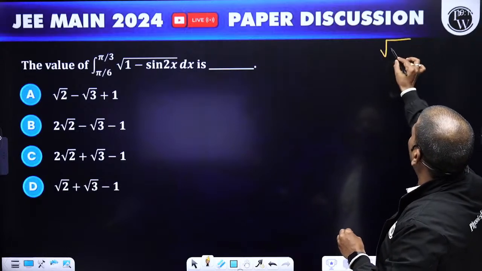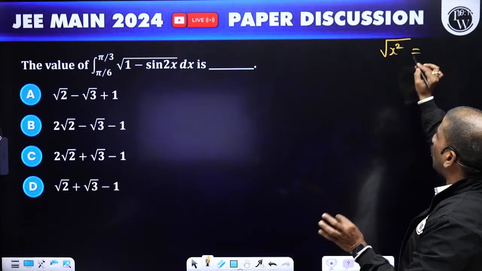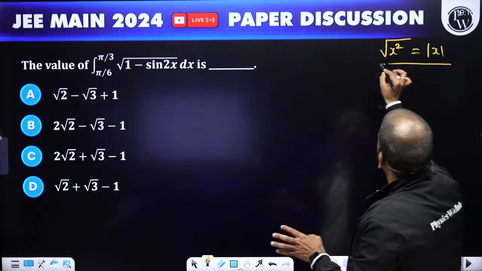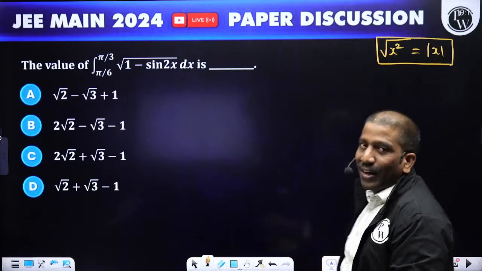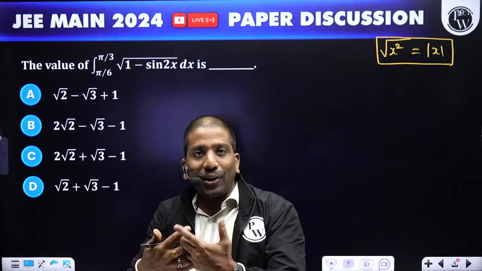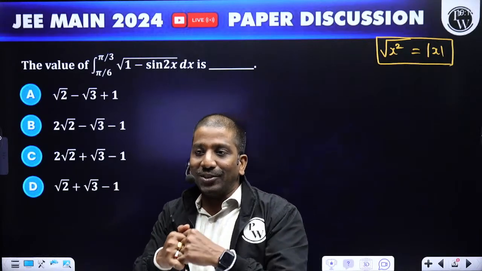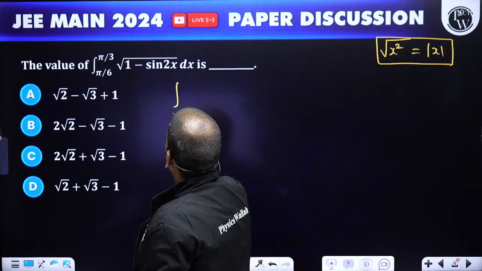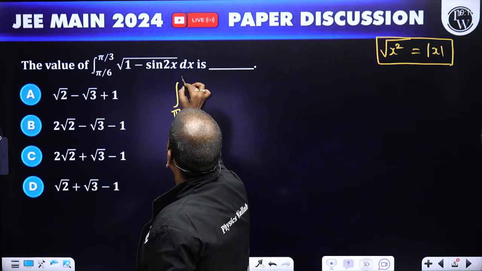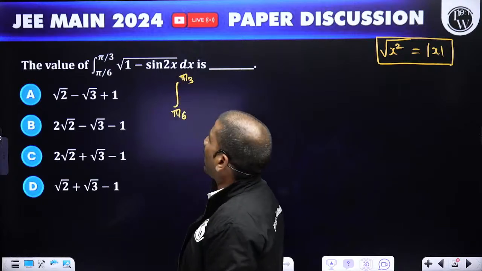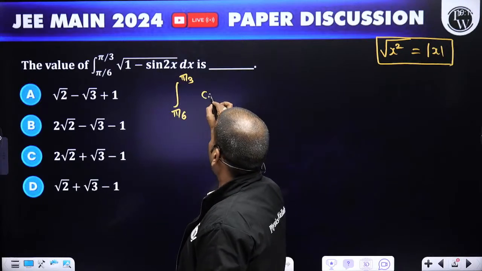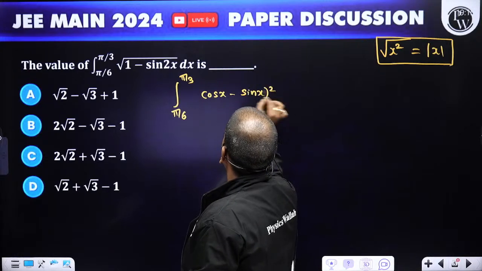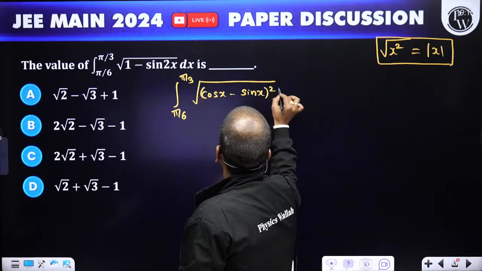Root x square is not x, it is the modulus of x, because it is a positive square root. Based on that point in trigonometry, this question is given to us. Now here, integral from pi by 6 to pi by 3 of root of 1 minus sine 2x. Generally we write this as root of (cos x minus sin x) whole square, dx.